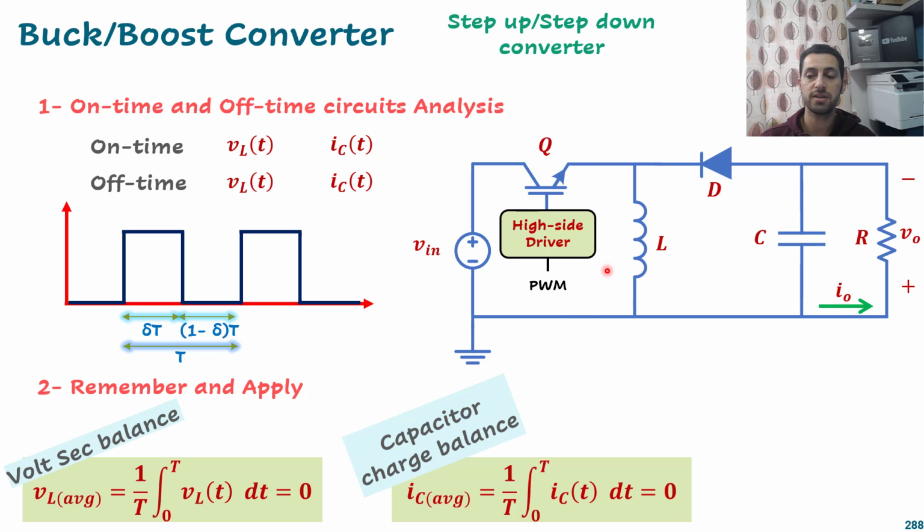Before analyzing this circuit, note that the switch is a high side switch. That means it needs a high side driver to apply PWM on the gate. Another important note is the V output polarity. If V input is positive here and negative there, the output will have a reverse polarity: the negative will be on the top terminal and the positive at the bottom terminal. We will explain why from the analysis in the coming slides.